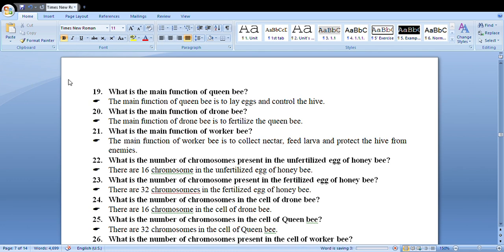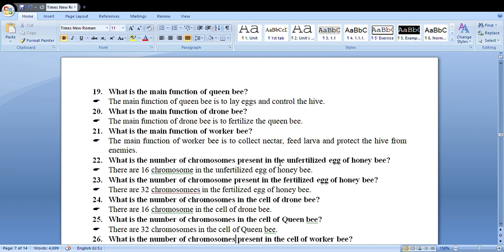What is the main function of queen bee? The main function of queen bee is to lay eggs and control the hive. What is the main function of drone bee? The main function of drone bee is to fertilize the queen bee. What is the main function of worker bee? The main function of worker bee is to collect nectar, feed larvae, protect the hive from the enemies.